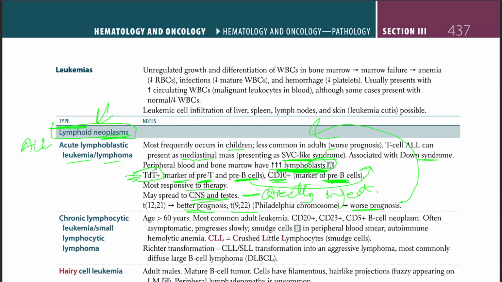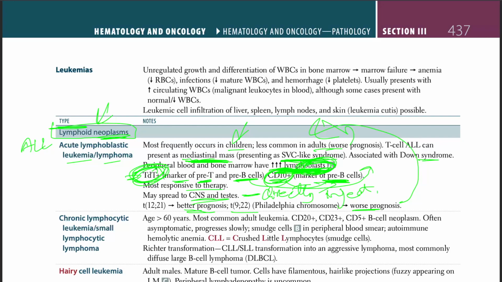And what are the important points here? That it is common in children, not much seen in adults, but if it's seen, it has a worse prognosis. How does it present? It presents as a mediastinal mass, with a superior vena cava-like syndrome. You will see an increase in blasts, very important. Increase in lymphoblasts, TdT positive cells, CD10 positive cells, if they are pre-B.